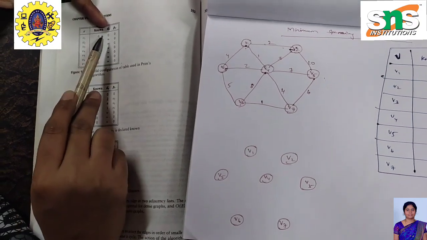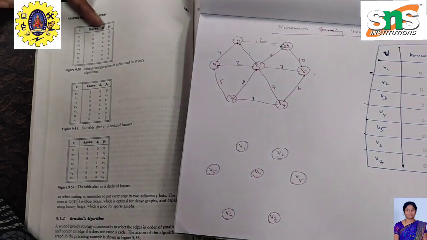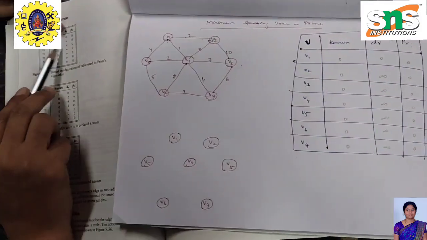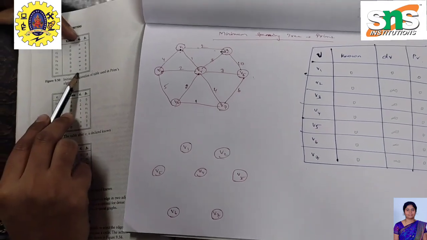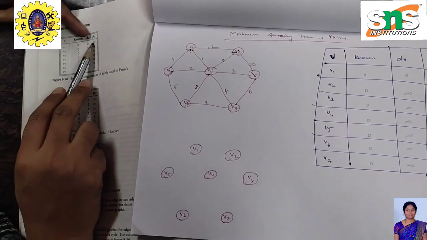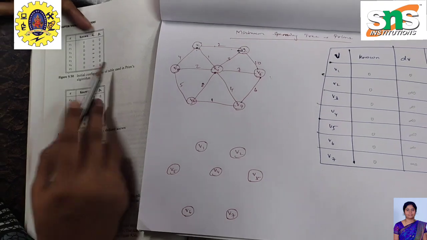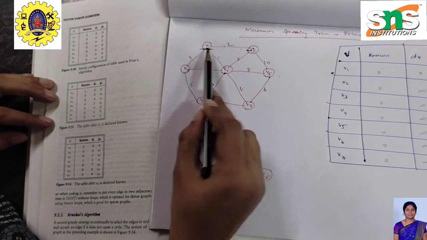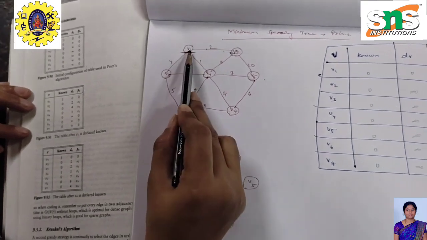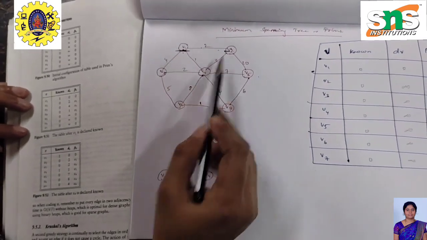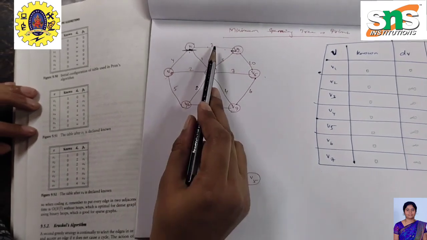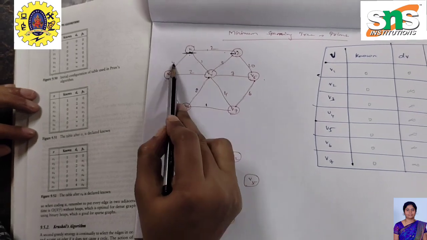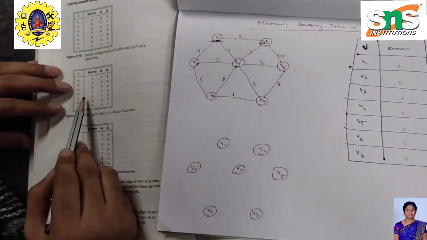Now I'm starting with V1, so I mention V1 as 0. Initially we don't know any distance, so it is mentioned as infinite, and we don't know any previous vertex, so it is 0. Next table, now I am starting with V1. For V1 we have 3 adjacent nodes, V2, V4 and V5, and they consist of weights 2, 1, 4. So here we have to update the table.